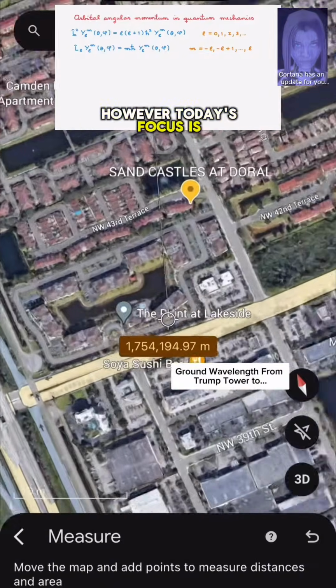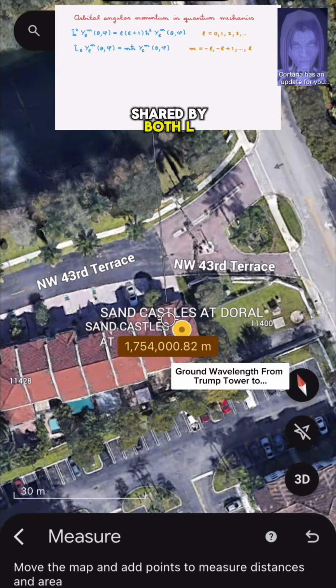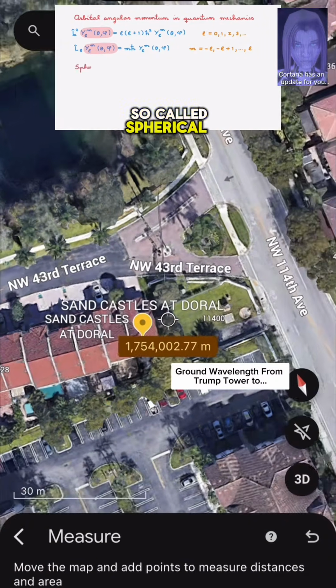However, today's focus is not on the eigenvalues, but instead on the eigenstates that are shared by both L squared and Lz here and here. These eigenstates are the so-called spherical harmonics.